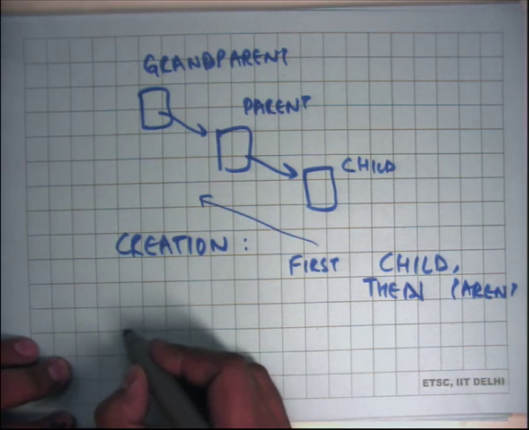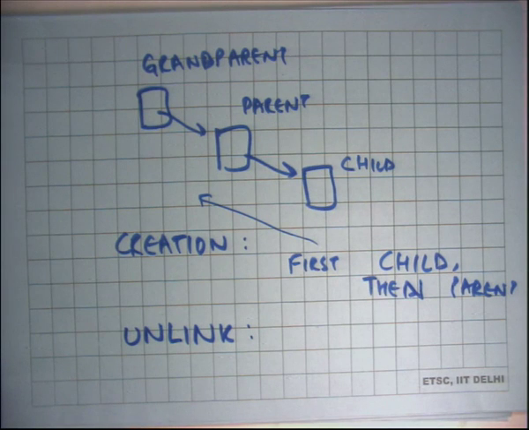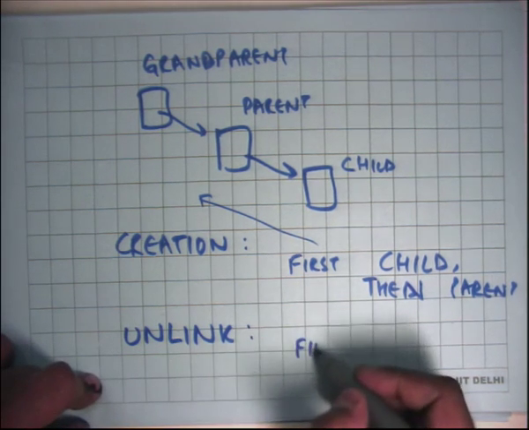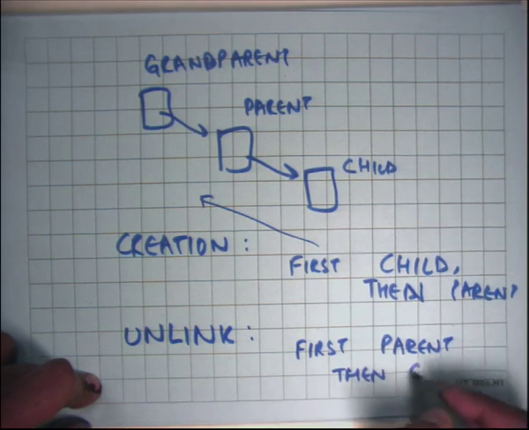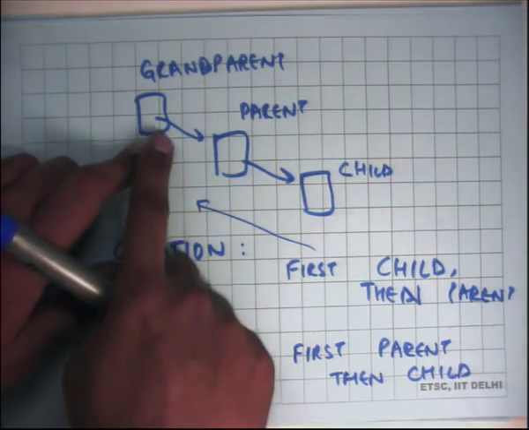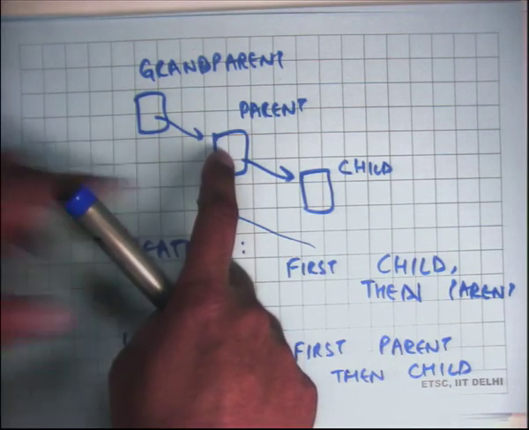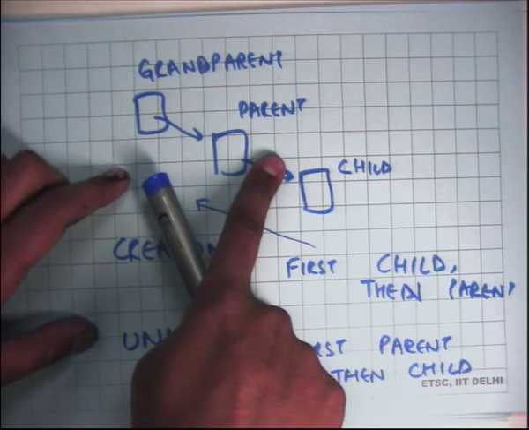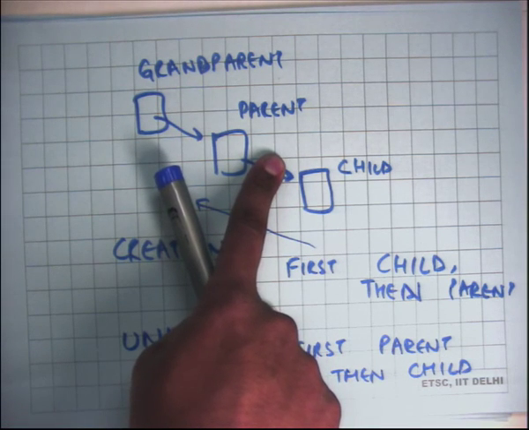At the time of unlink or remove, in the opposite direction, first parent, then child. Right? So if I want to remove something, let's say I wanted to remove this. I'm going to first update the parent to say that there's no pointer here. So I'm going to first remove this pointer, and at this point, if there's a crash, then I have a leak: that child's data blocks are not accessible anymore. But there's no dangling pointer.